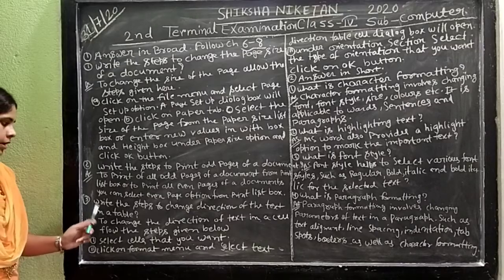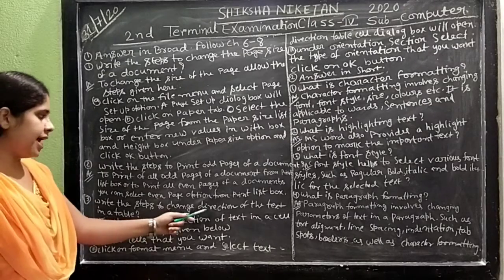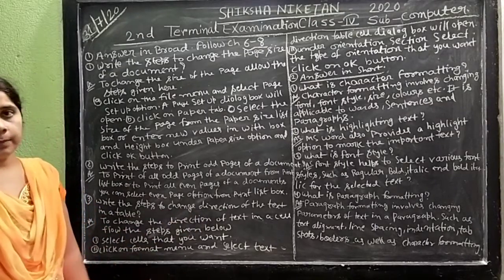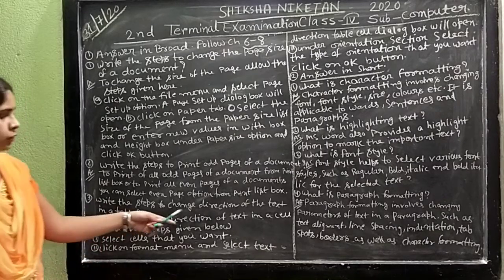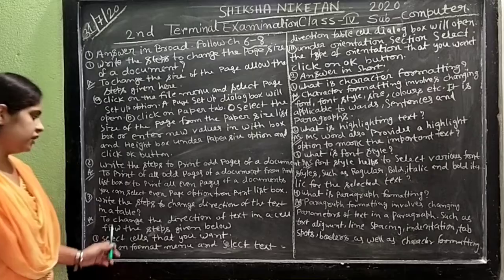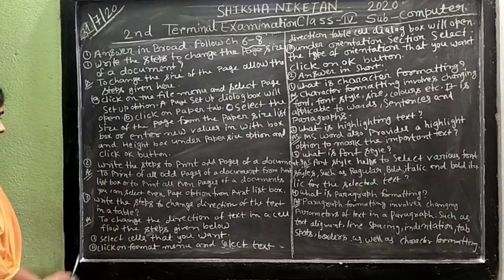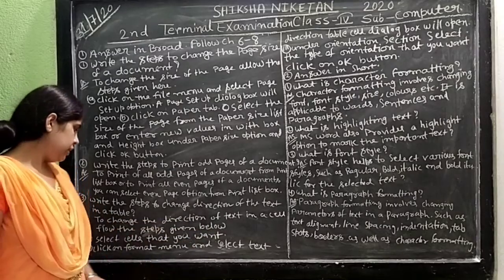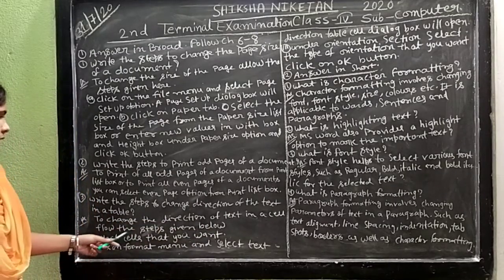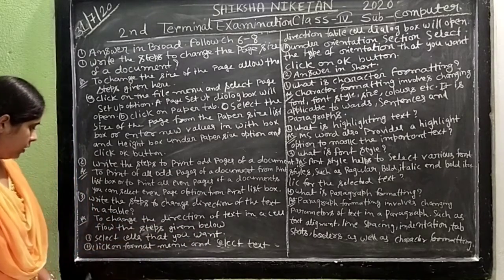Question number 3. Write the steps to change the direction of the text in a table. Answer: To change the direction of the text in a cell, follow the steps given below.